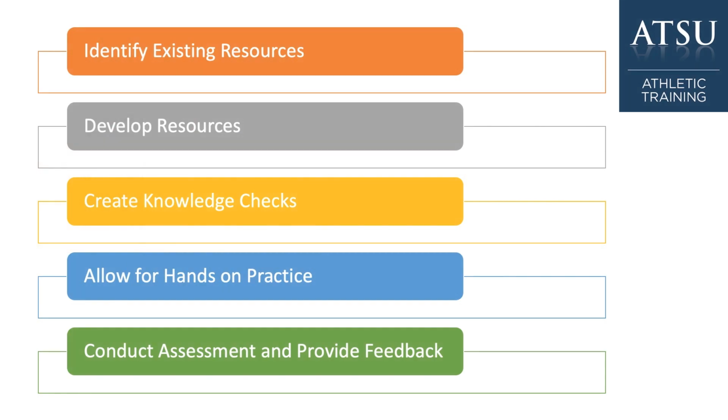So this is a basic checklist that I use when putting together a module to teach skills online. And first, I work to identify existing resources. Then, I develop any additional resources that are not already available. From there, I'll identify some specific ways to check the students' knowledge before they practice, and then provide opportunities for practice and conduct the assessment and provide feedback once they've practiced and are relatively comfortable with the skill. We do this regularly in our face-to-face classes, so we just need to adjust our delivery methods to meet the needs online.